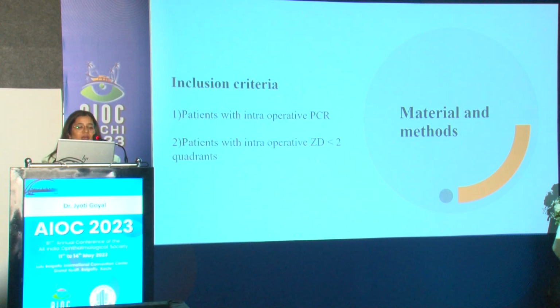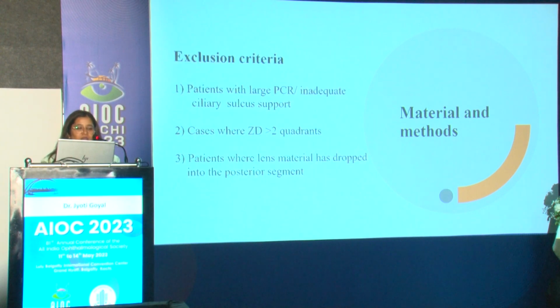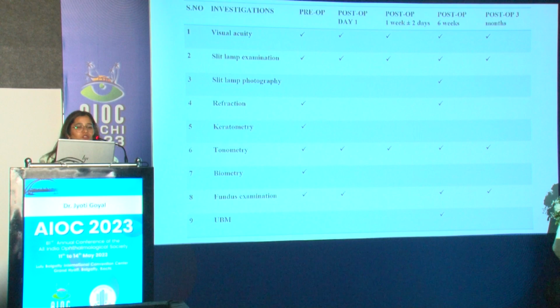In my study, I have included patients who have an intraoperative PC rent or a zonular dialysis of less than 2 quadrants. Patients with a large PC rent or inadequate ciliary sulcus support, or a zonular dialysis of more than 2 quadrants, or where lens material has already dropped into the posterior segment, are excluded from this study. Post-operatively, these patients are followed up at day 1, week 1, 6 weeks, and 3 months for visual acuity assessment and detailed anterior and posterior segment assessment.